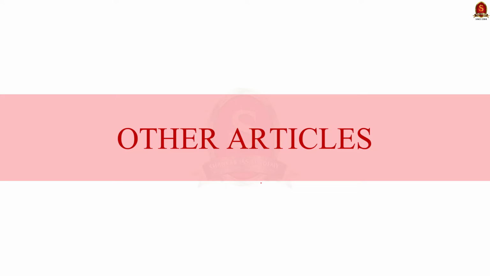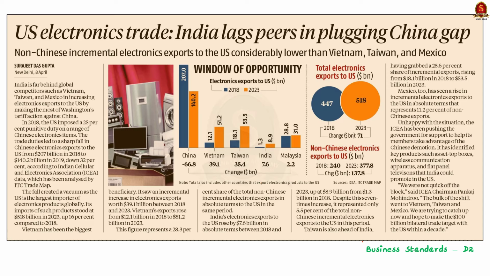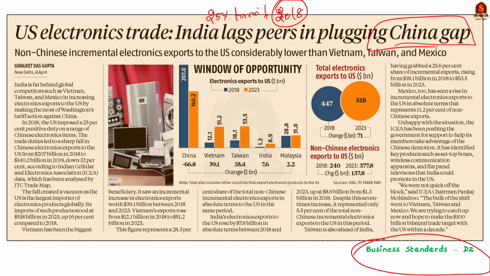Now moving on to the next article, look at this Business Standard article. After the US imposed a 25% tariff on Chinese electronics in 2018, China's exports to the US dropped significantly. This created an opportunity for other countries to increase their electronic exports to the US. Vietnam, Taiwan and Mexico made the most of this chance, significantly boosting their exports. India also increased its electronic exports to the US, but not as much as these countries.